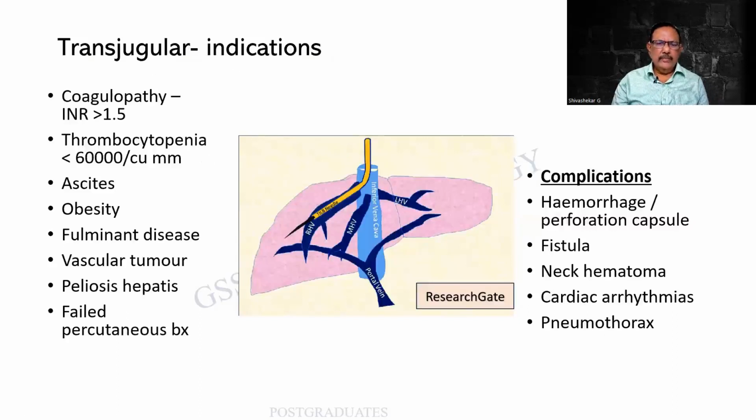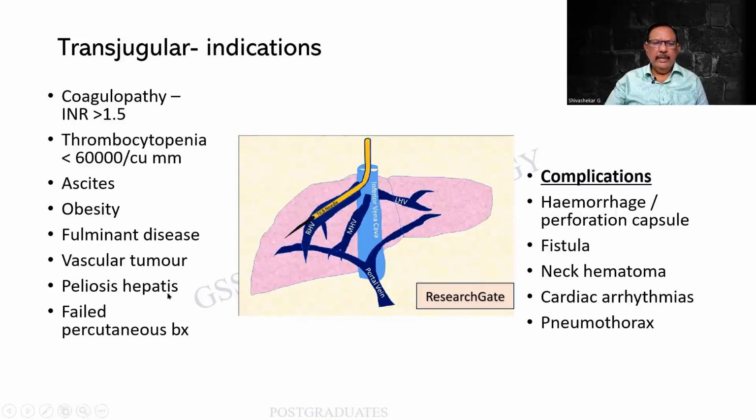Transjugular indications. Sometimes through the jugular vein, we go in for this. This can be done in a case of coagulopathy, wherein the INR should not be greater than 1.5. Thrombocytopenia, where the platelet count is less than 60,000, you will not do it. So when the coagulopathy is more than 1.5, there can be a risk of bleeding. Also ascites, obesity, any other fulminant disease, and vascular tumor.